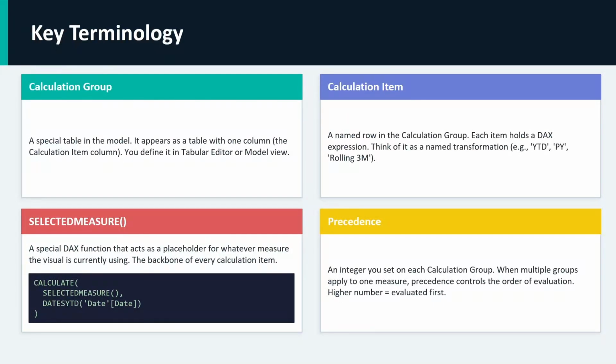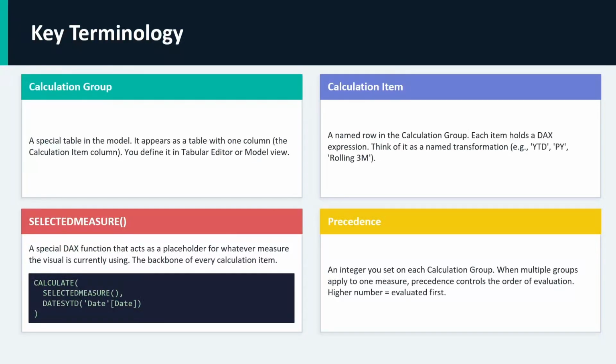Then the third terminology that I want us to know is the selected measure itself. This is the most important concept in all these things we are talking about. The selected measure does not refer to a fixed measure. Instead, it refers to whatever measure is currently being evaluated in the visual context. This is the backbone of every calculation item.